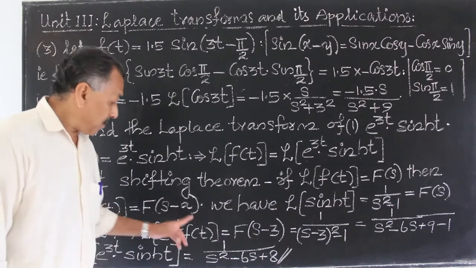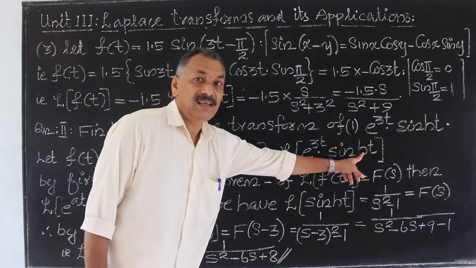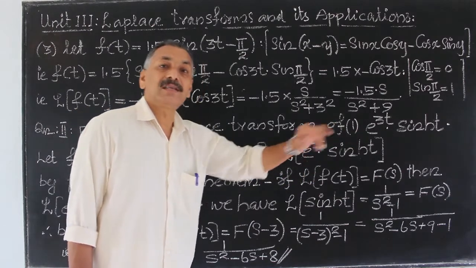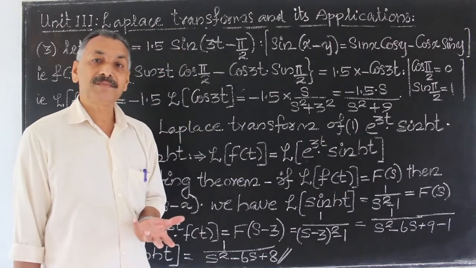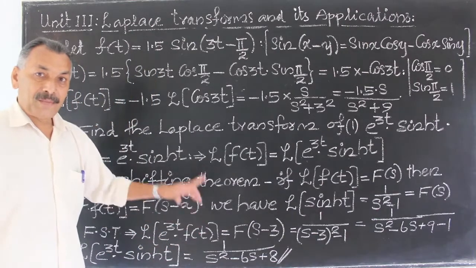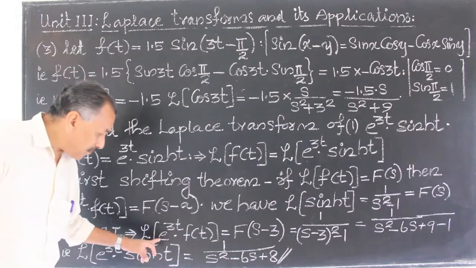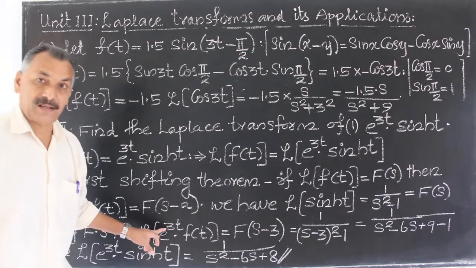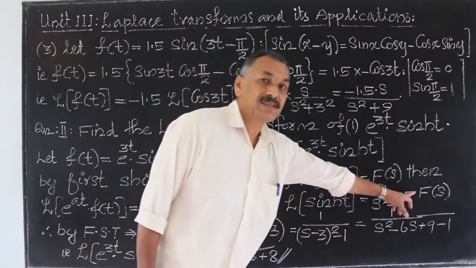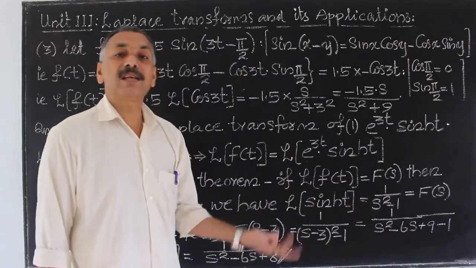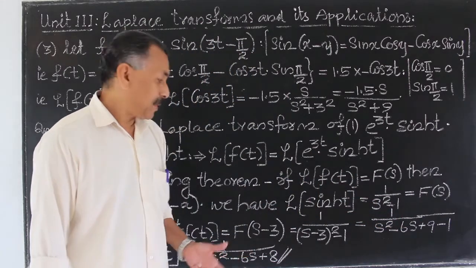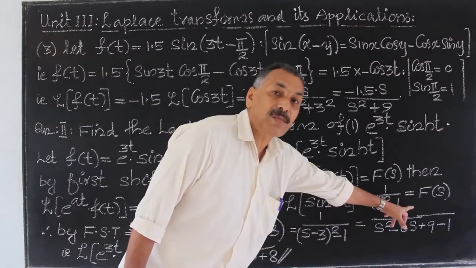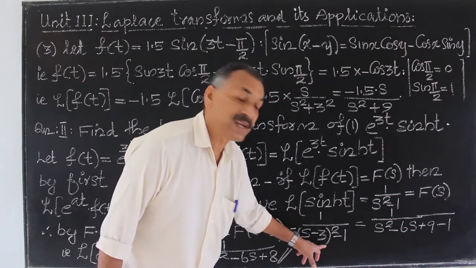So f of t here sin ht ആണ്. Sin ht യുടെ ട്രാൻസ്ഫോം f of s. Then e raised to at into sin ht യുടെ ട്രാൻസ്ഫോം f of s minus 3. Then by first shifting theorem, Laplace transform of e raised to at into f of t is equal to f of s minus a. Here a is equal to 3. ഇതാണ് f of s. f of s നകത്ത് s വരുന്നിടത്ത് s minus a, അഥവാ s minus 3. And f of s minus 3 is equal to 1 divided by s square minus 1, ആ s വരുന്നിടത്ത് s minus 3.